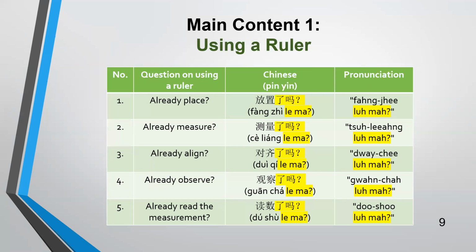Okay. Number 4 would be, have you already observed it? 观察了吗? You want this or you want that? Plus gu in front. 观察了吗?